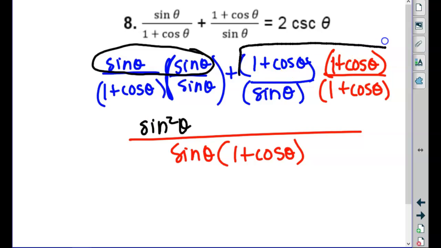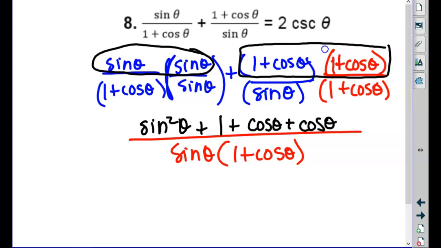Back here, we have to FOIL. Can we do that at this point right now? 1 times 1 would be 1. 1 times cosine would be cosine. Cosine times 1 would be another cosine. And then cosine times cosine would be cosine squared.